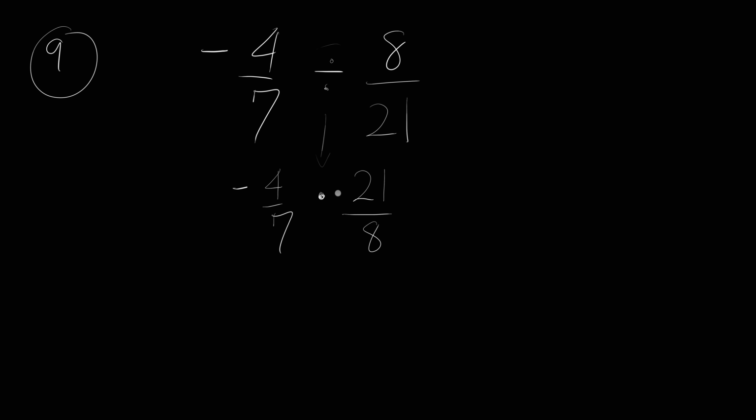Before you multiply 4 times 21 and 7 by 8, you must reduce first. Remember to reduce. So 4 goes into here once, 4 goes into here twice. Let's do these two together. 7 goes into 7 once, 7 goes into 21 3 times. So you're left with negative 1 here. Negative 1 times 3 is going to be negative 3 over 1 times 2 should be positive 2, or just 2. So your final answer is negative 3/2.